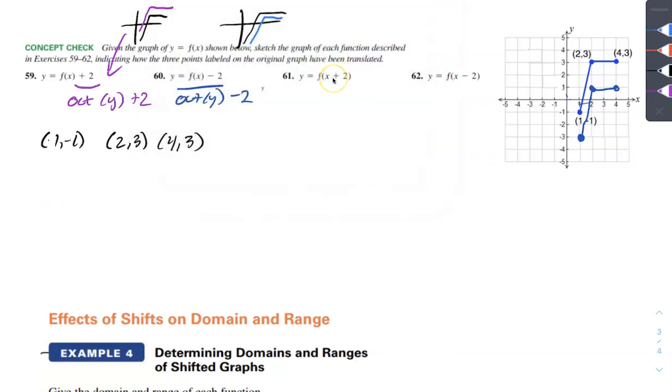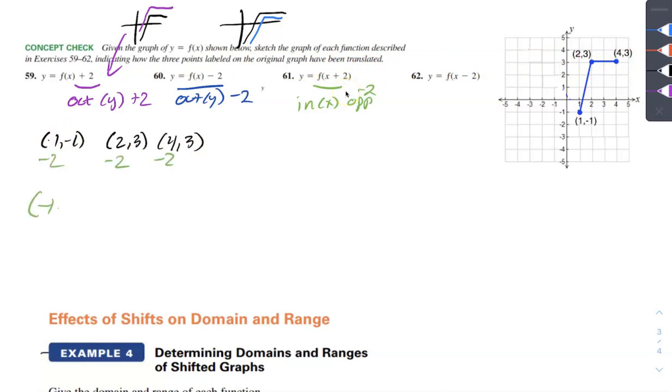So this one's on the inside. Inside affects the x values, and you do the opposite. So we're going to go -2. So you can move everything left 2. So just move all the points left 2. Or, like I've been saying, this affects the x value, so on your x values, just subtract 2.